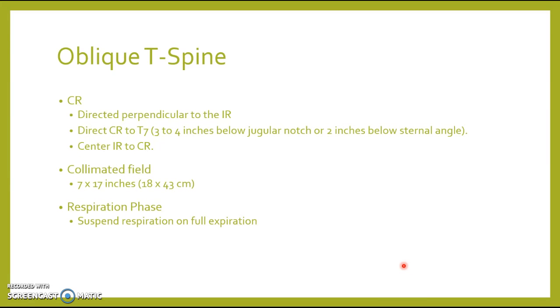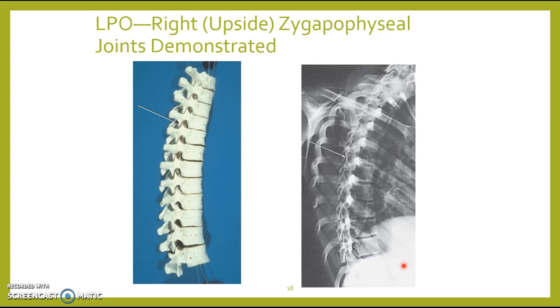Centering perpendicular to your image receptor at the level of T7, which is approximately 1 to 3 inches inferior to the jugular notch, or 2 inches below the sternal angle. Your collimated field will be approximately 7 by 17, and your respiration phase will be suspended on full expiration. Again, demonstrating the zygapophyseal joints in the rotation of 20 to 30 degrees from a lateral.